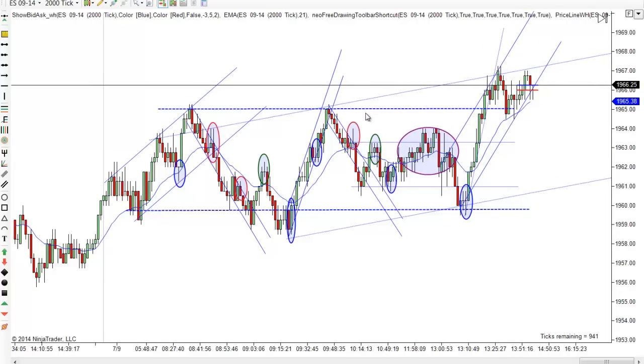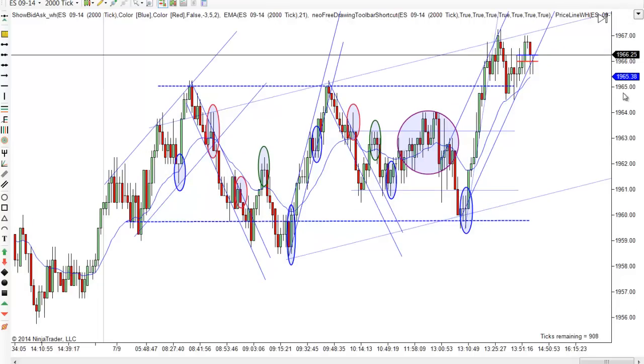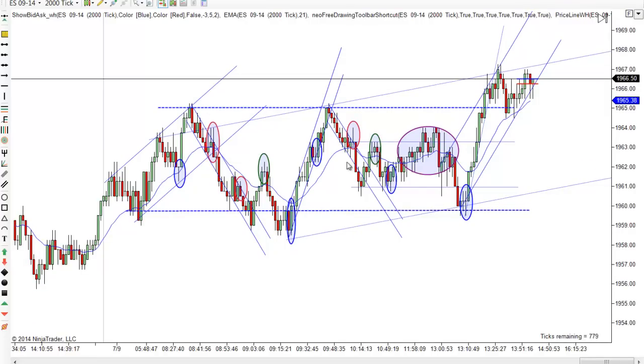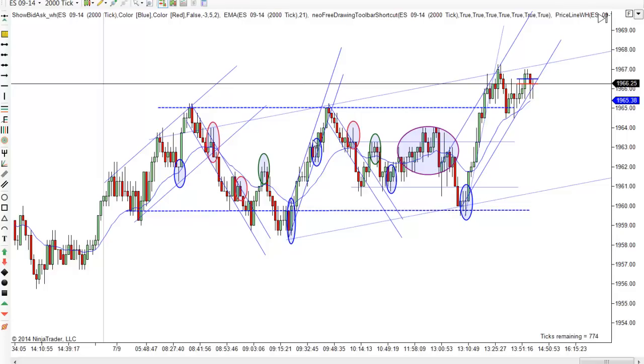We were talking about the range. I love these kind of days, especially when the range is wider like this, so that there's enough room to get a little trend between directions. It just makes it so much easier, and it was pretty straightforward.